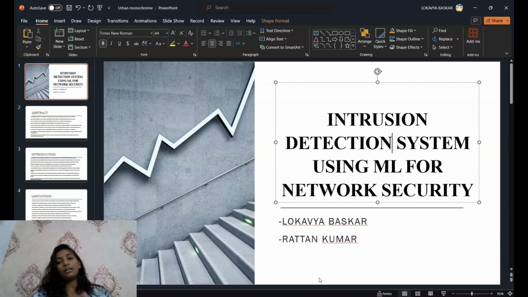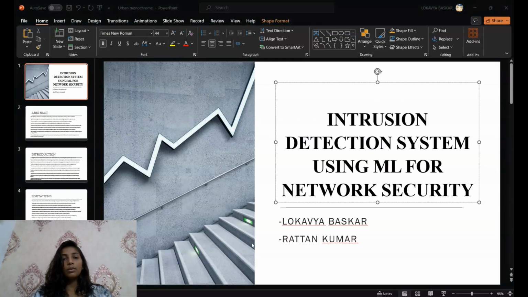Here, me and Rattan Kumar are here to discuss our paper on intrusion detection system using ML for network security. I'll be talking about the abstract and the introduction part of our paper as well as the limitations, and the other things will be done by Rattan Kumar. So here we go.